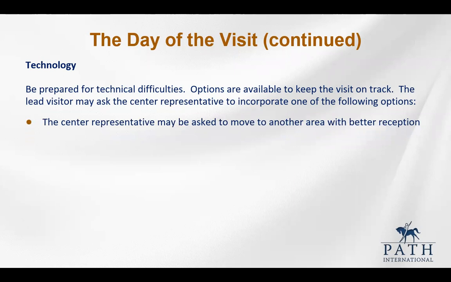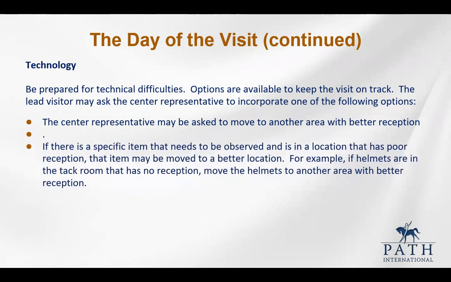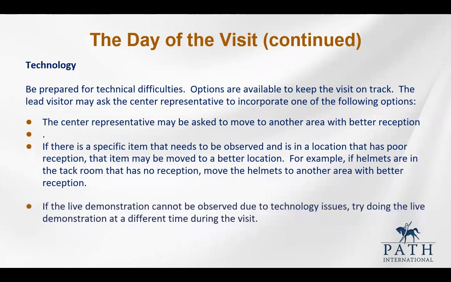The center representative may be asked to move to another area at the center with better reception. If there is a specific item that needs to be observed and is in a location that has poor reception, that item may be moved to a better location. For example, if helmets are in the TAC room that has no reception, move the helmets to another location for viewing. If it is within reason, sometimes just waiting until a later time can help.